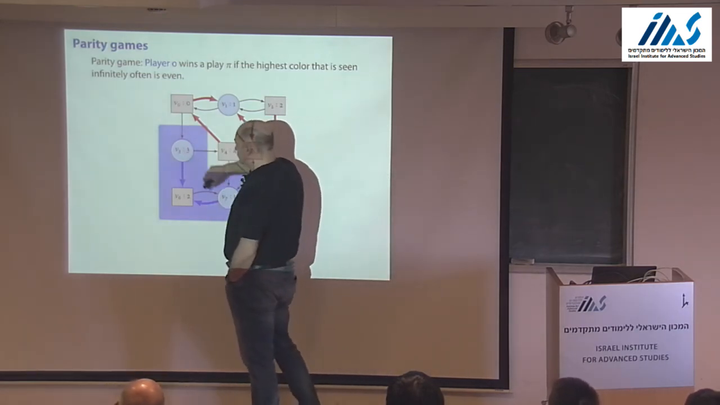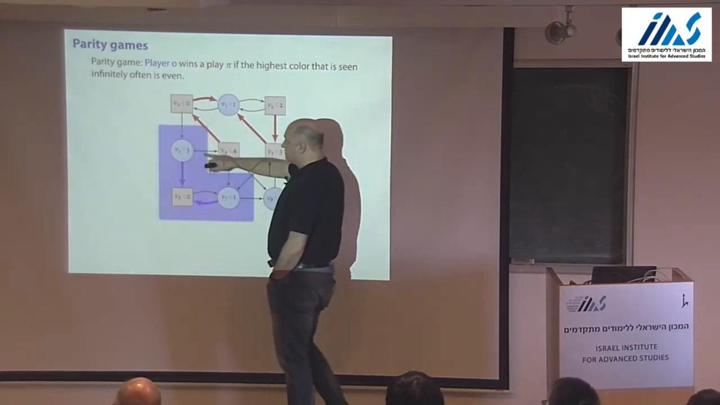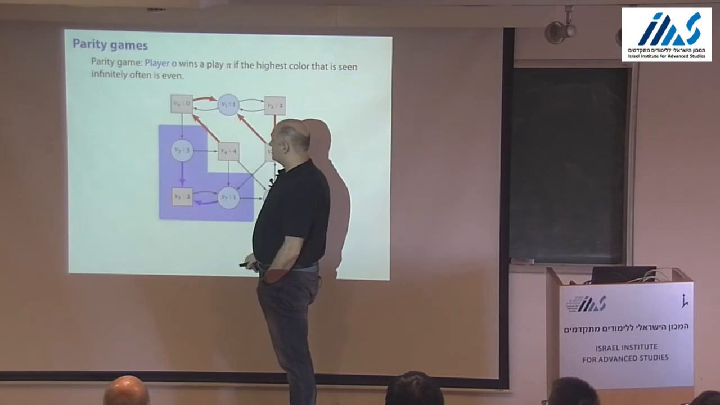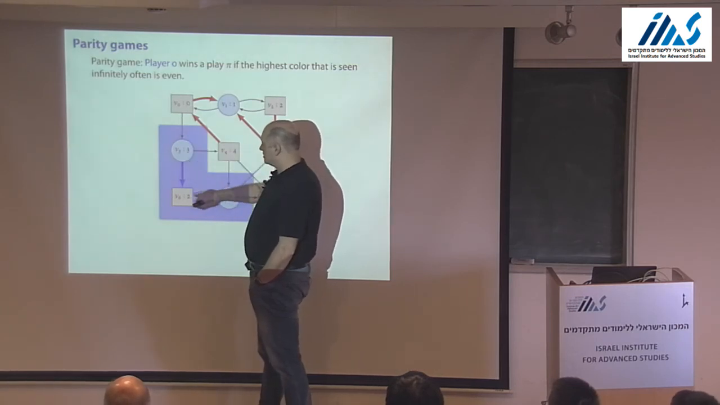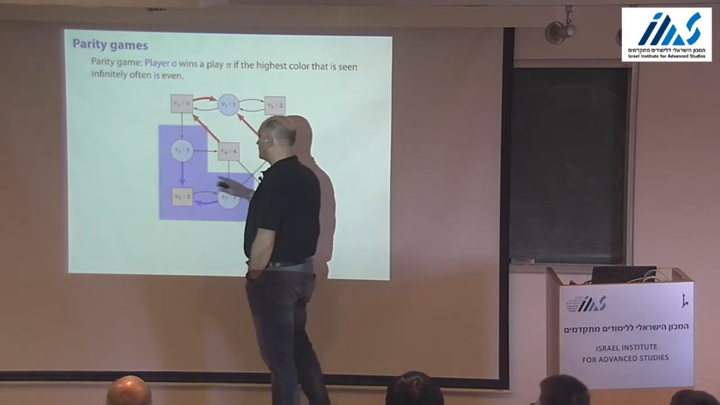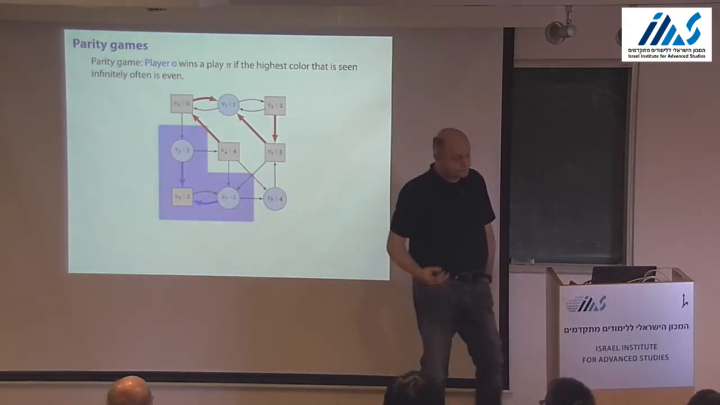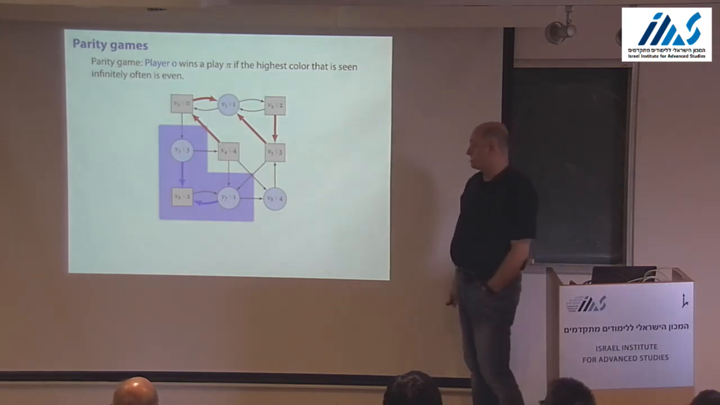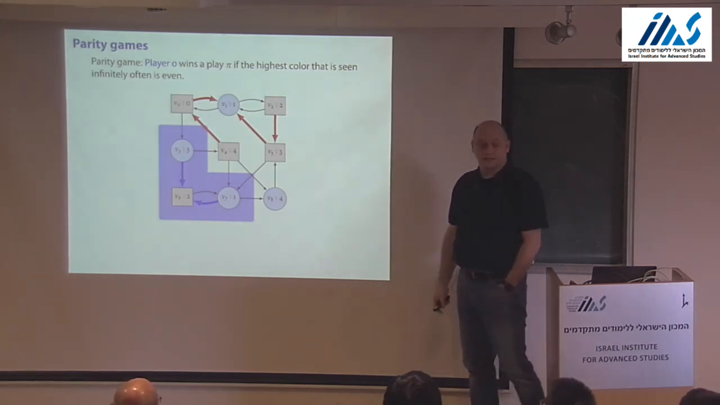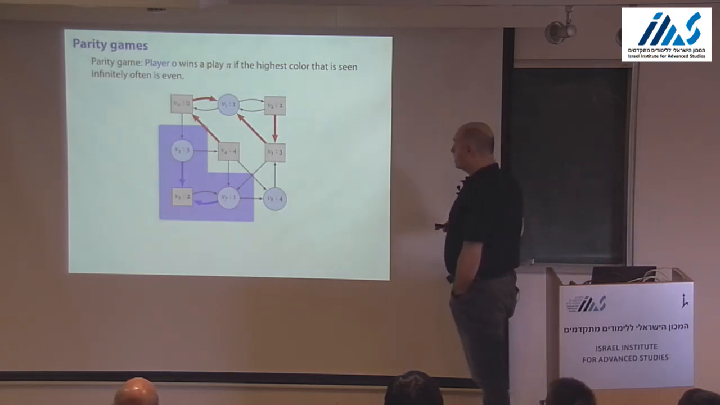From V3, there's a winning strategy that simply plays to V6. And even though that color is odd, it doesn't really matter, because in the resulting play, it's only visited once. And then the set of colors that are visited infinitely often, again, has 2 as its highest element. So the play is again won by player 0.